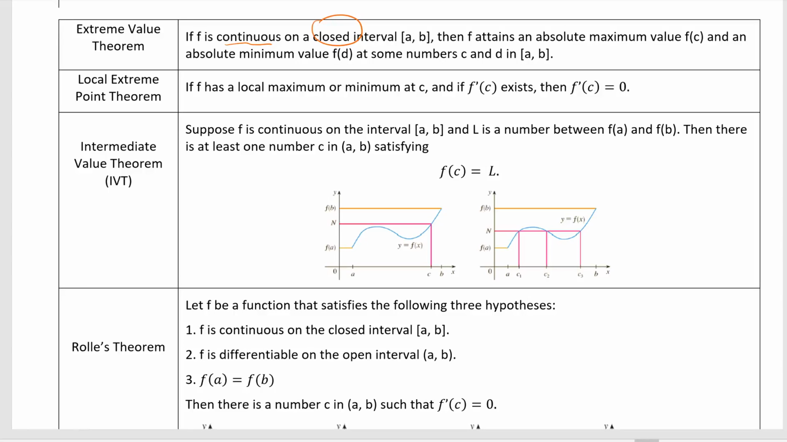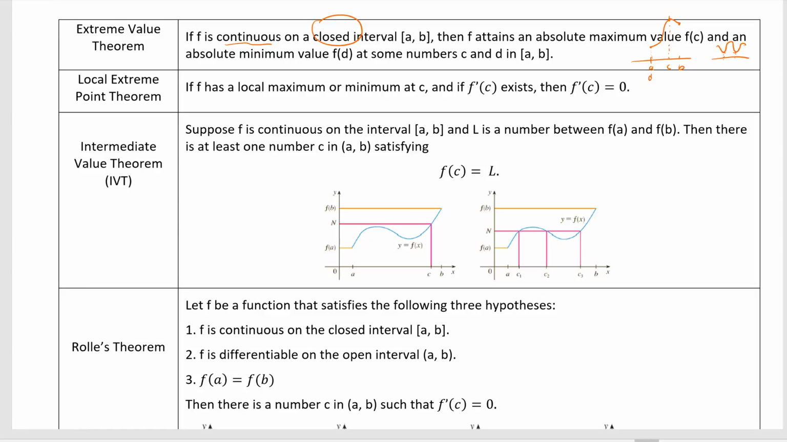For example, because it's on the closed interval [a, b], if our picture is like that, then we have an absolute maximum at c, and here we have an absolute minimum at d. It might happen that we have several absolute maxima and several absolute minima. That's possible, but we must have at least one absolute maximum and at least one absolute minimum on a closed interval [a, b].